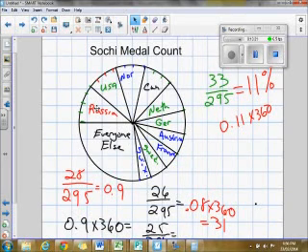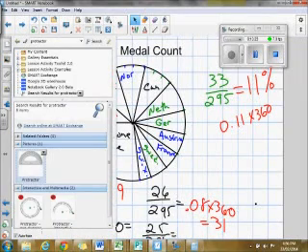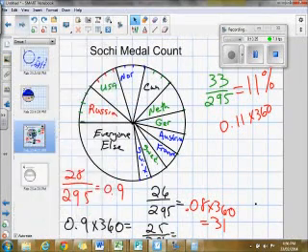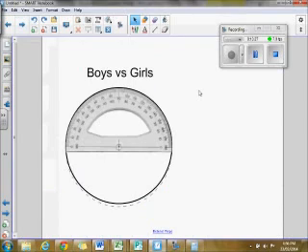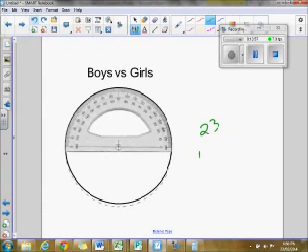So the last part of this workshop, going to the next slide here, is boys versus girls. Working with the percent is a little easier. We have 360 degrees as before, but it's compared always with 100%. For example, in our class there are 23 students. There are 11 boys and 12 girls.